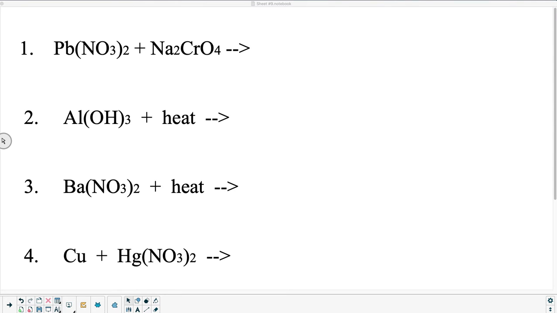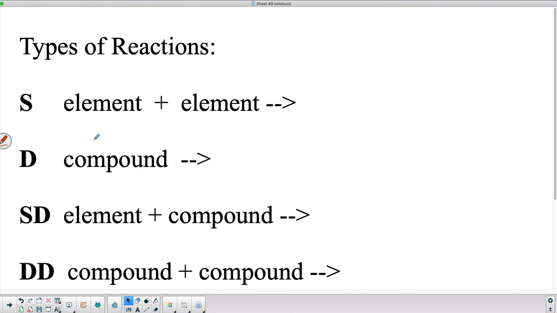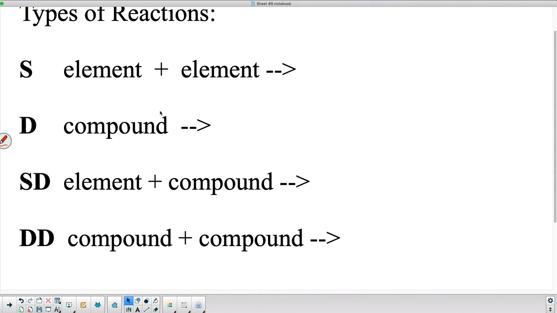Hey class, this is more about sheet 9, which is what we call predicting products. So I just want to take you back to this. You guys have seen this before, definitely for sheet 8 and previously.